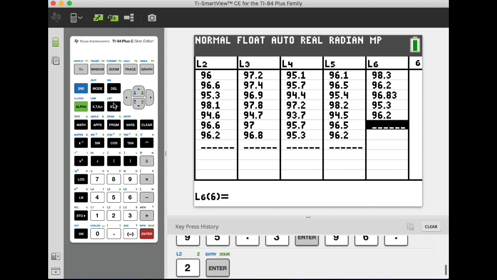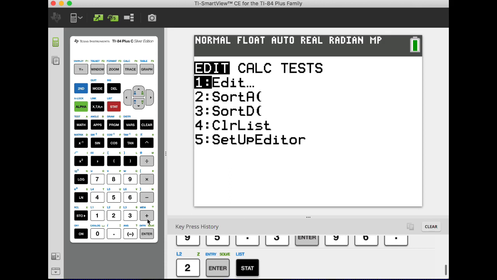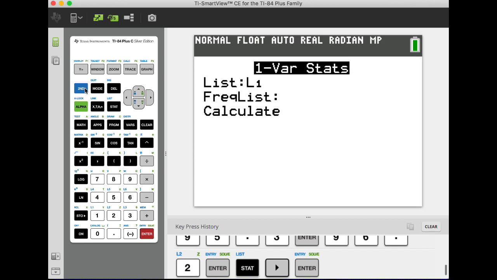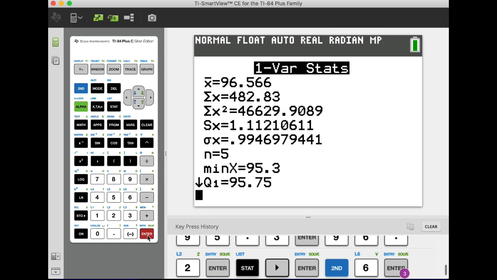And then I will click Stat, and then calculate for one variable statistics. And I'm going to use list 6 for this. I don't need a frequency list. I just want to calculate. And you can see that capital Sx is equal to 1.112106. That's again that standard deviation. So if I want to find the variance of the sample means, it means that I need to take that standard deviation, 1.112106, and I need to square that.